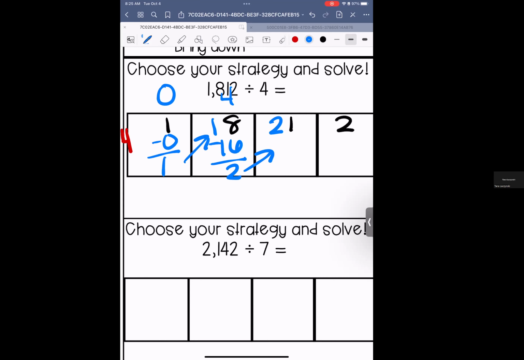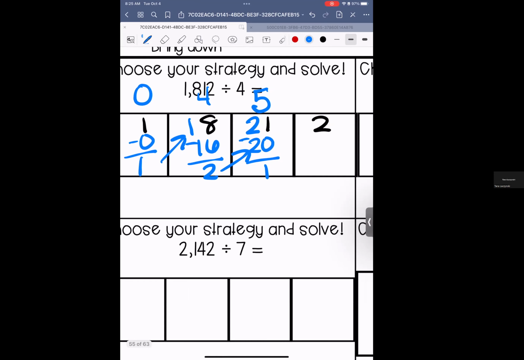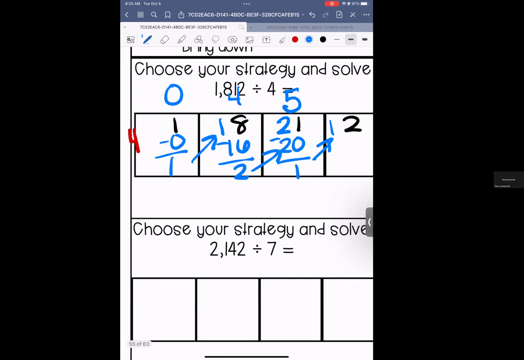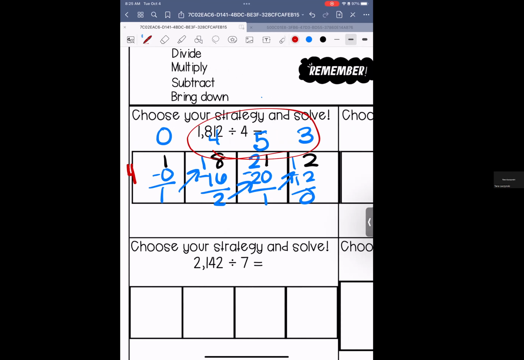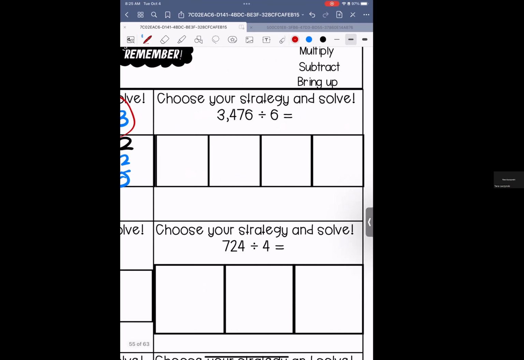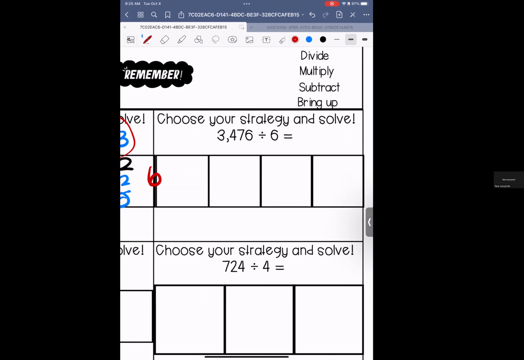4 can go into 21. 5 times is the closest because 5 times 4 is 20. Subtract for 1. Bring it next door. 4 goes into 12 3 times exactly on the nose, gives us an answer of 453. Excuse me, 453.